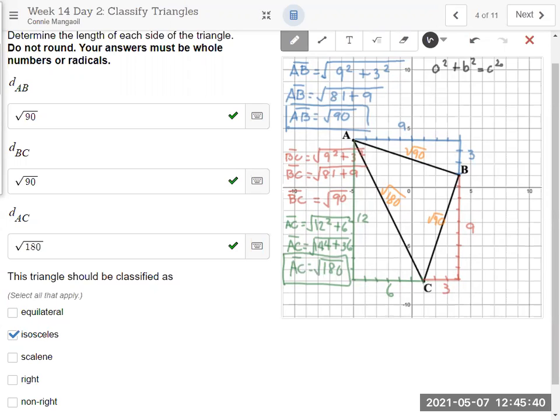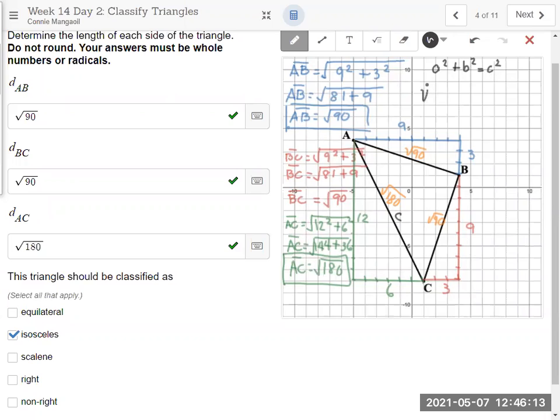So we have these two sides, square root of 90 and square root of 180. Which is the longest side? Is it the square root of 90 or the square root of 180? Which is longer? The square root of 180. So this is your C. It doesn't matter which of the other two are your A and B, as long as we have identified the C. The other two legs are your A and B.